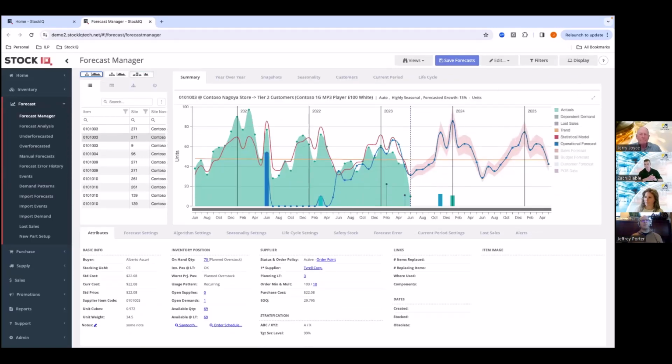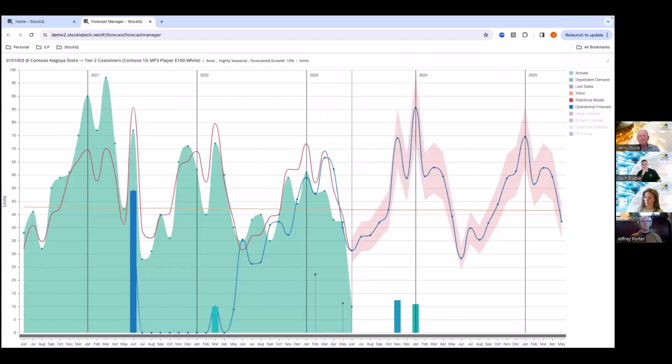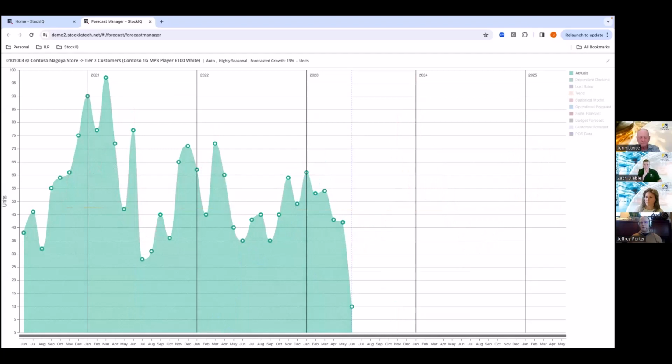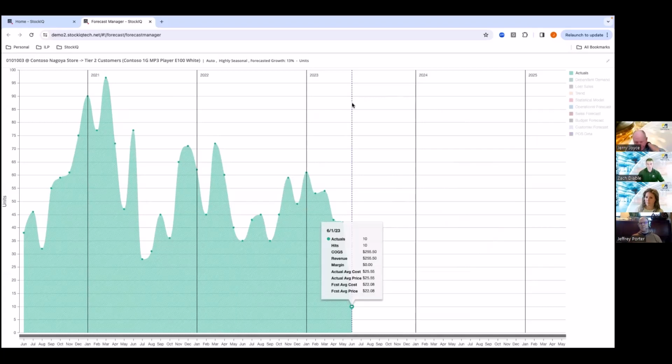I'm going to expand this window up in here so it's a little bit easier to see, and we're going to focus in on that sales history. Rachel talked about one of those key elements: sales history is collected when we sell a product. We have a record of that within the ERP system. As an overall orientation to this chart, the dotted line represents today. Everything to the left is history. Everything to the right is forward looking.